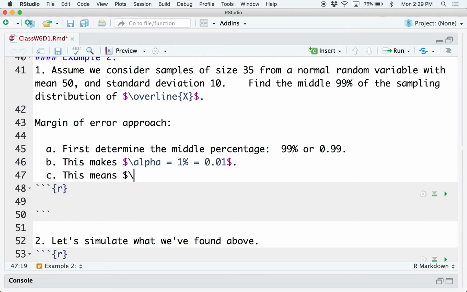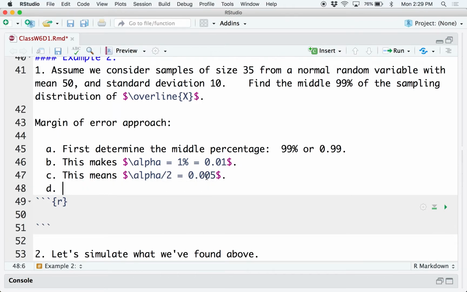This means our alpha over 2 value is equal to 0.01 divided in half. So this will be 0.005. All right. So up until this point, we've pretty much just done some basic algebra.